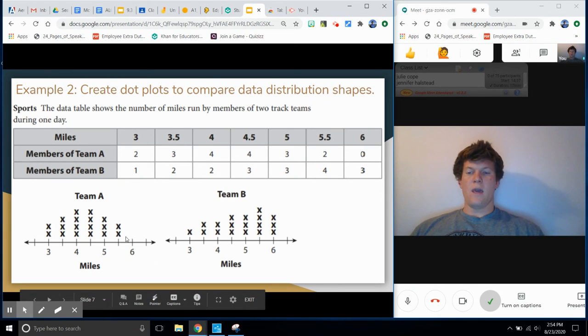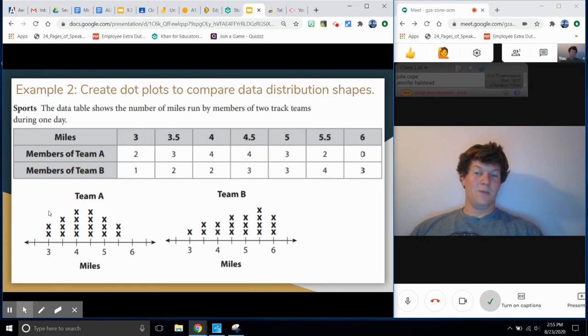So, Team A, does that look like any of your guys' feet? Hopefully not, because that big toe is right smack in the middle of that foot. That's not a normal foot.